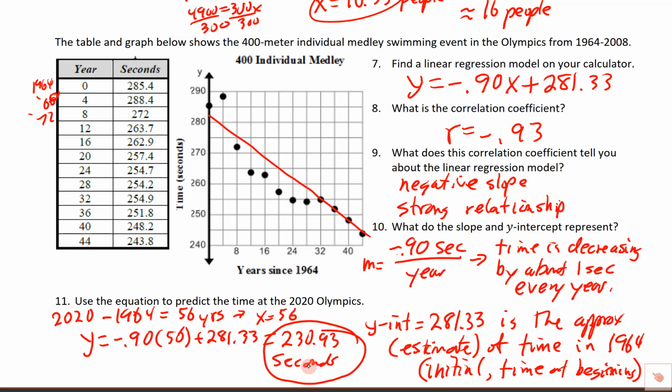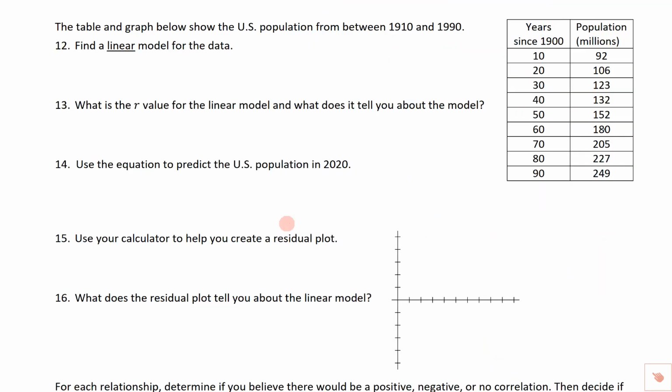All right, let's take a look at the next page. Okay, let's take a look at what we've got going here. On the back side, we've got a table that shows the population since the year 1900. So this would be 1910, 1920, 1930, and so forth. 92 million people in the United States in 1910, and then it just continues to go up from there.